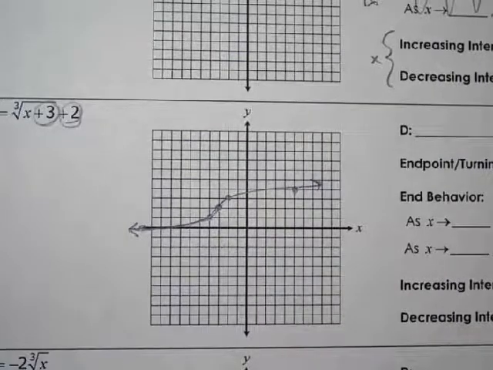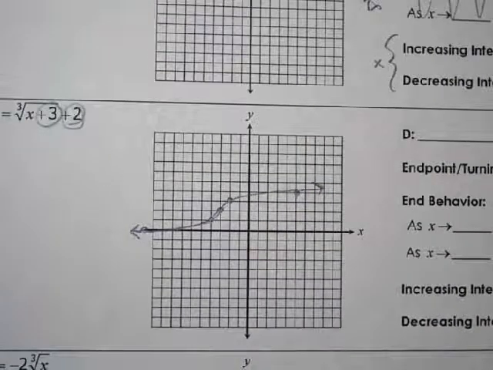So what are the domain and range? They're all real numbers. We got left arrow, right arrow. And then if we think of it as up and down, we got down arrow, up arrow.